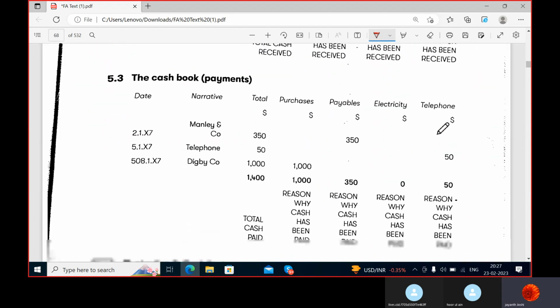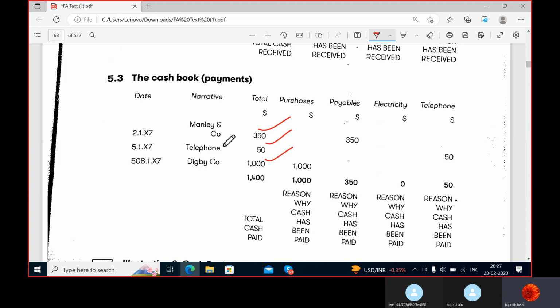So there is some example here. We are showing Manley and Company some payment of $350 for a telephone bill. The company has paid $50. Digby Company, maybe some supplier or payables, or maybe cash purchases. That means we purchase goods and we immediately make the payment. So that is like $1,000.